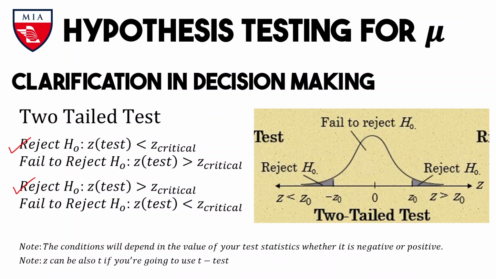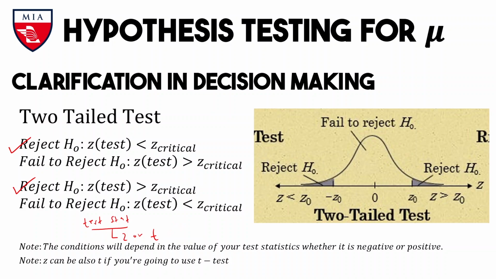And always remember, guys, again, if the z-test value is in the critical region, reject the null hypothesis. On the other hand, if the z-test value or any test value is outside the critical region, automatically we fail to reject. Please note that the conditions will depend on the value of your test statistic, whether it is negative or positive. Our test statistic can be Z or T.